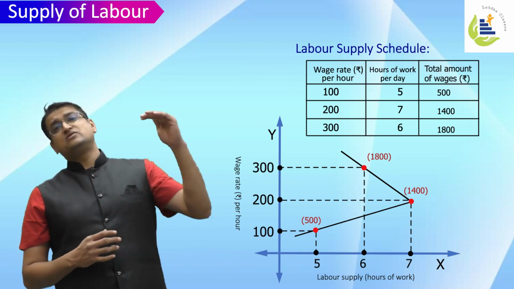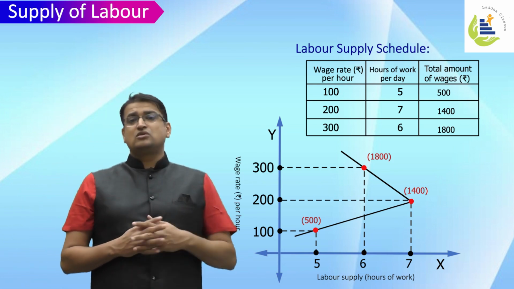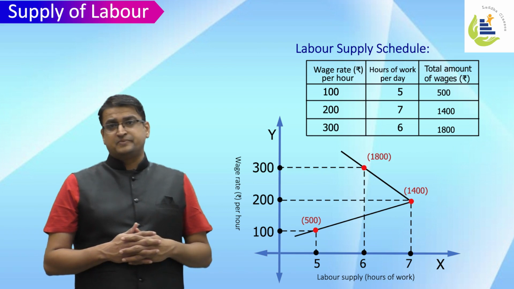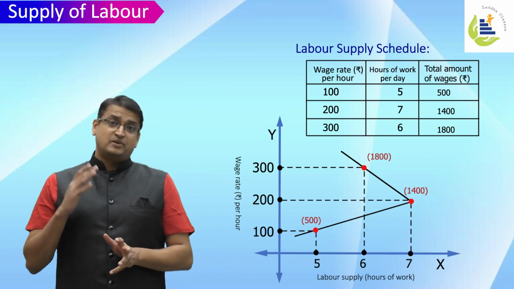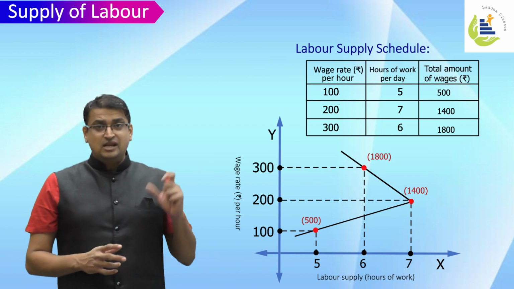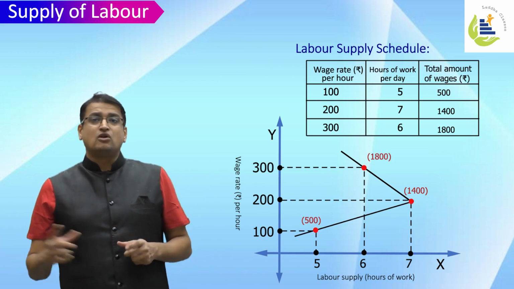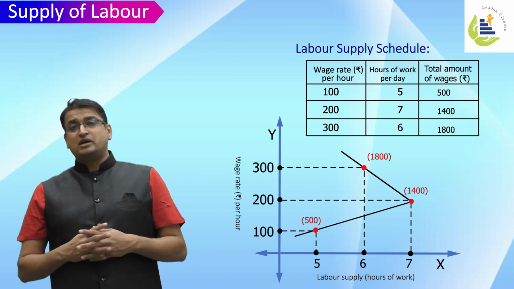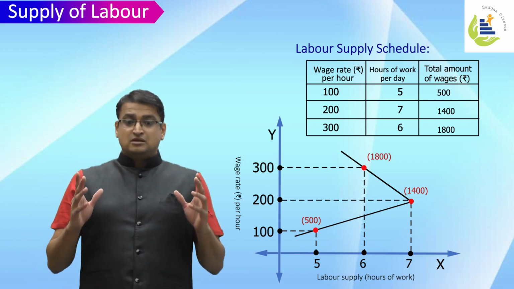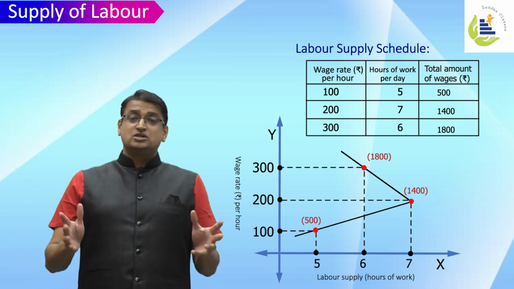So even if you increase the wage rate after that, the laborer is not going to work for more hours. So the labor supply will not follow the law of supply after that point. Till a point, labor supply follows the law of supply, but after that, the graph shifts backward and the laborer prefers leisure to work.